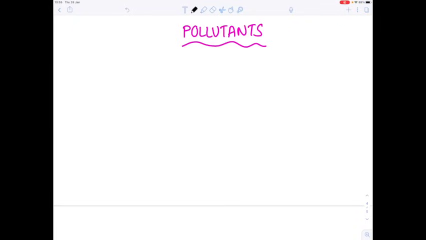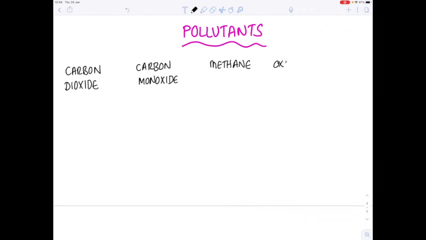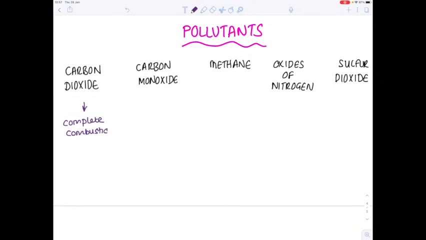Now we're going to touch on various pollutants, starting with carbon dioxide, carbon monoxide, methane, oxides of nitrogen, and sulfur dioxide. Now you need to know where these various pollutants come from. So carbon dioxide is produced by the complete combustion of fuels. So what does that mean? It's when you burn fuels in a plentiful supply of oxygen.